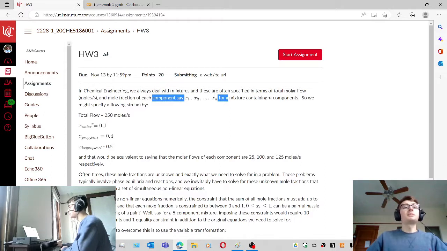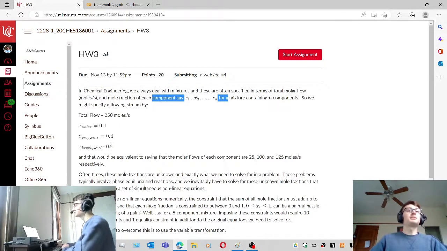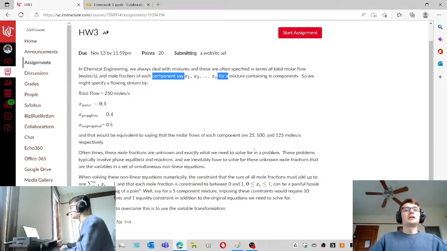For this system, we'll say the fraction of water is 0.1, the fraction of propylene is 0.4, and the fraction of isopropanol is 0.5. It talks a little bit about the math behind that, but it's not super important.